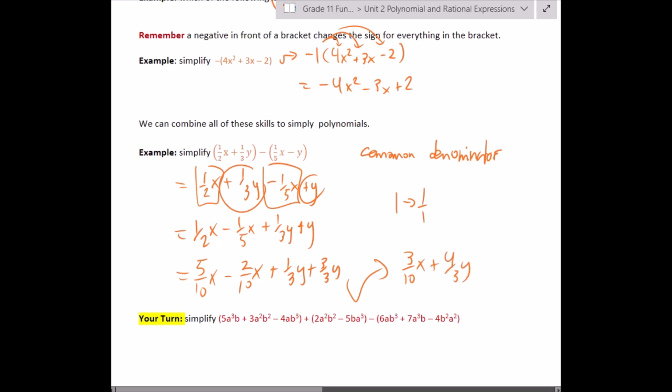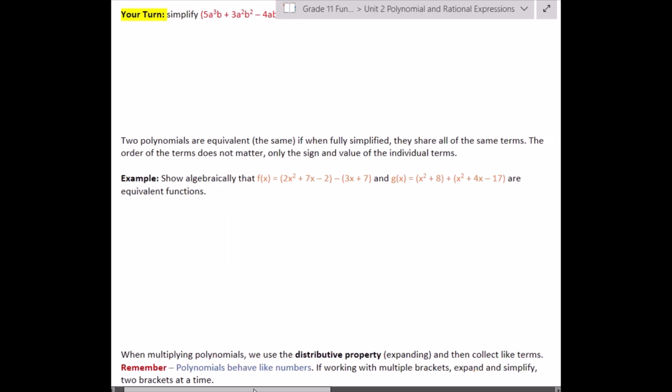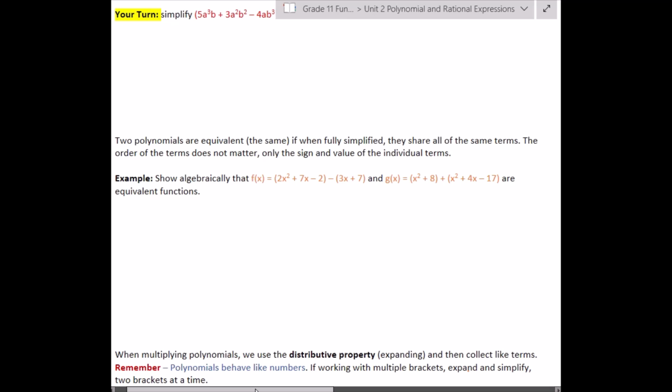Okay, your task is to simplify this expression here. Now we can also show that two expressions are equivalent by fully simplifying them. If they share all the same terms, again, order does not matter, only the sign and value of the terms themselves matters here.